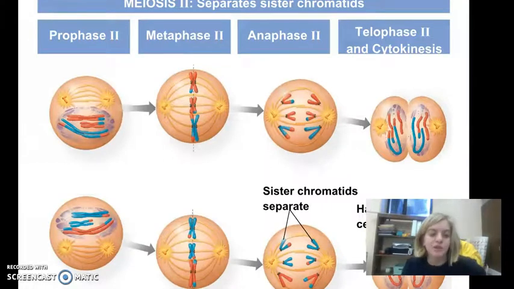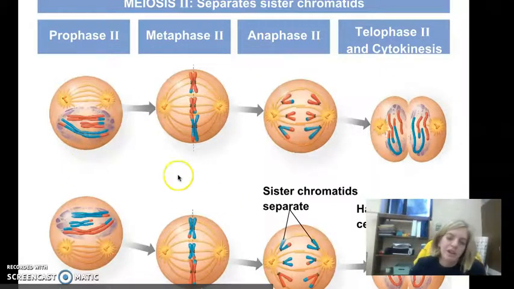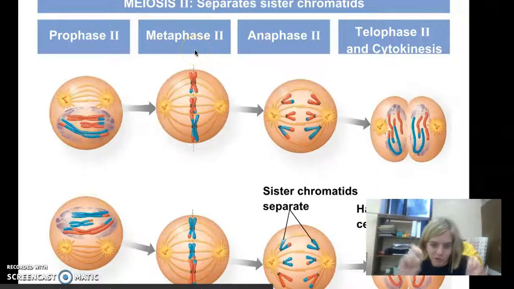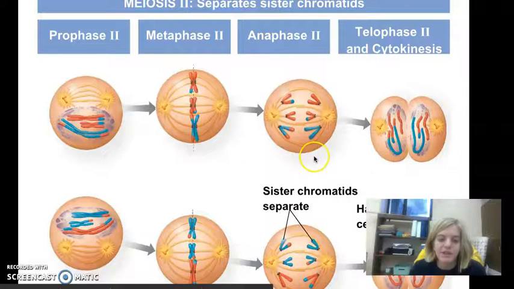Now, moving on to meiosis 2, you're going to see this is the one that looks a lot like mitosis, because these chromosomes are now separated from their homologous pairs. They're now single chromosomes, but they still are composed of 2 sister chromatids held together by a centromere. They're going to line up in the middle in metaphase, they're going to separate in anaphase, and we end up with our haploid daughter cells.